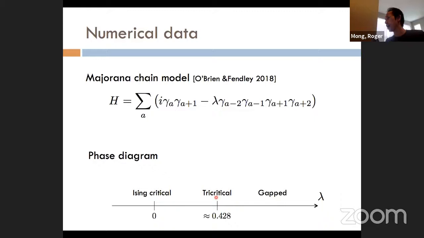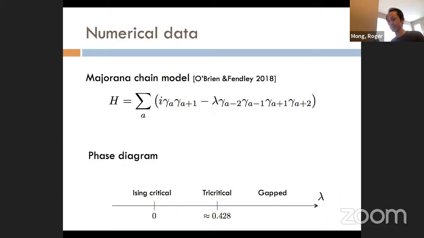And when lambda is large, it forces the system to spontaneously dimerize. That is to say, pairs of Majoranas pair up. And it goes through a transition through a tricritical point at some lambda. This is discussed in the paper, but the reason we're looking at this is that it gives us access to two critical phases and a gapped phase.